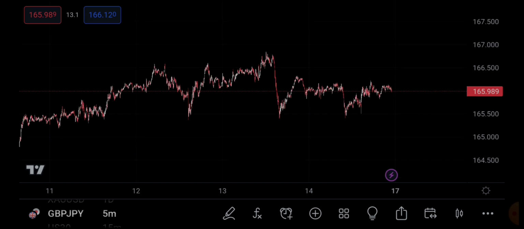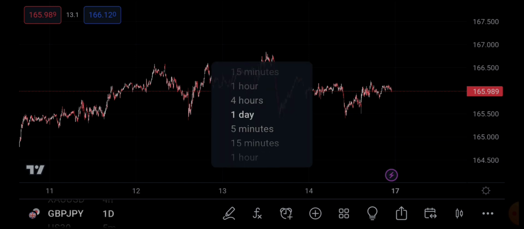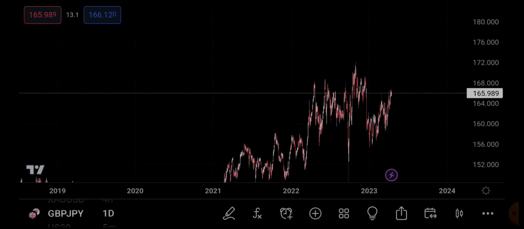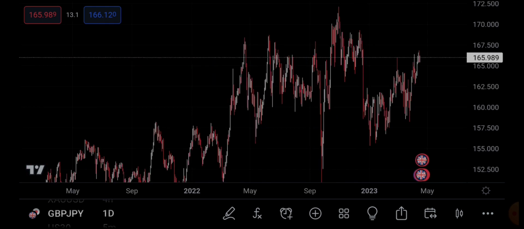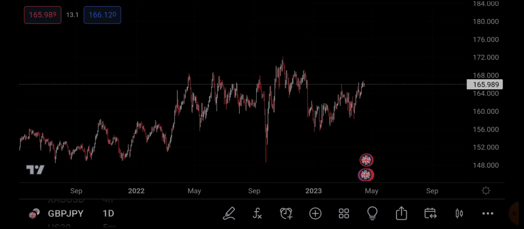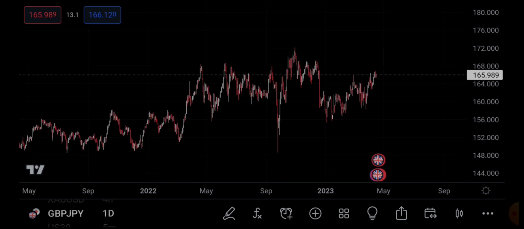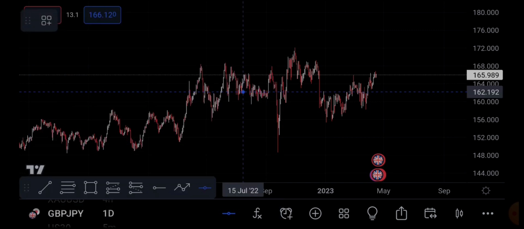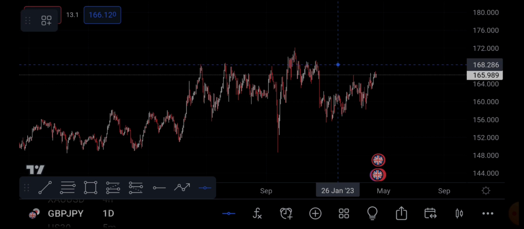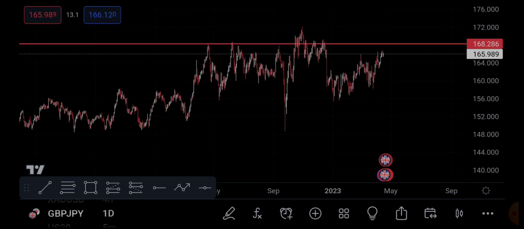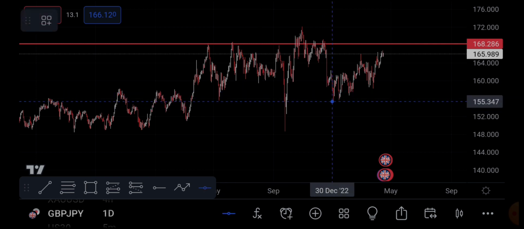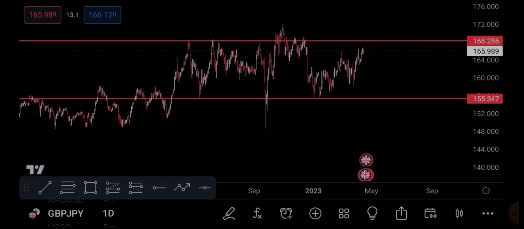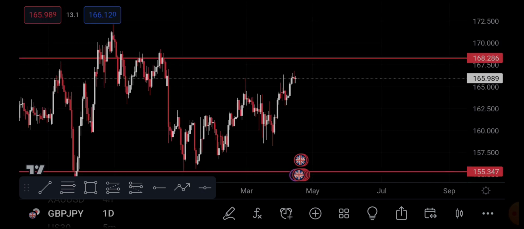Okay, so what do you want to do first? First of all, you want to go to the daily time frame. Looking at the daily, we want to identify our recent highs and recent lows. I'm not gonna use that strategy whereby I look for all the key points that I can find. No, I won't be using that for this. I'm gonna be only using 2 key points.